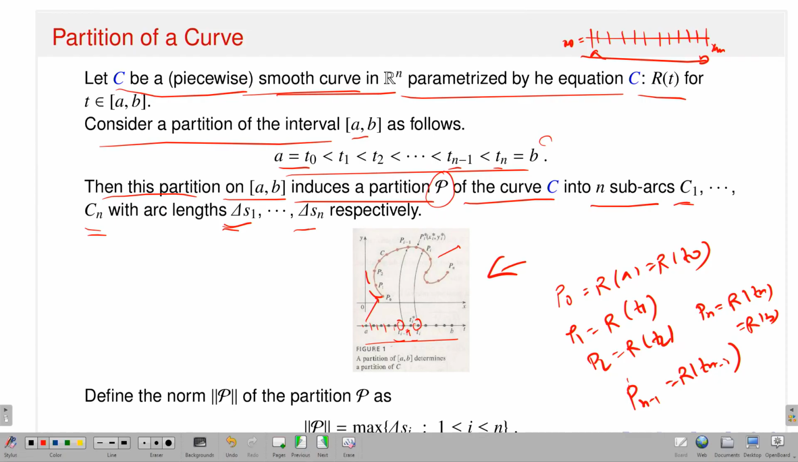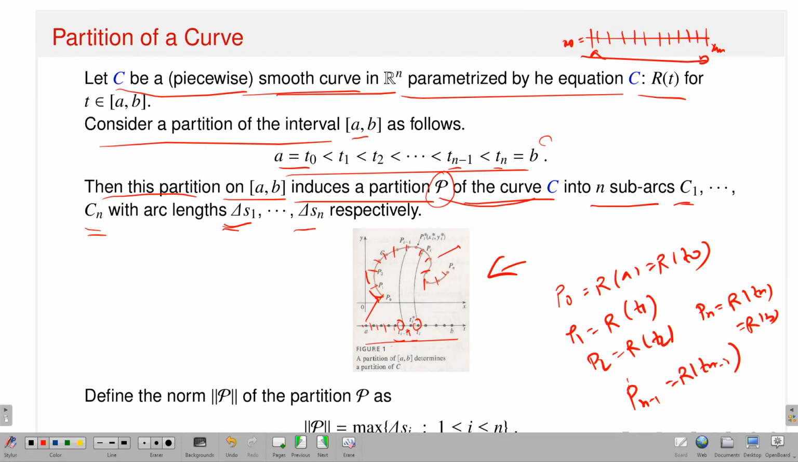Now, given a partition in the closed interval a to b, it will induce a partition in my curve, and I can break my curve into these finitely many subarcs. This is the corresponding partition, and the corresponding arc lengths are delta S1, delta S2, up to delta Sn. Now, I want to define a norm of my partition.